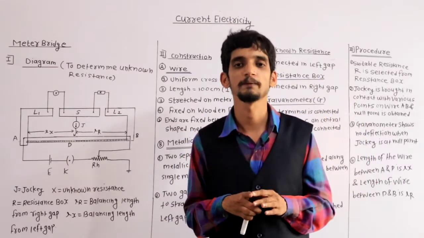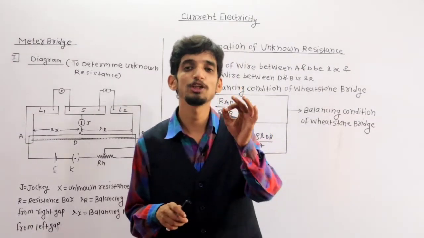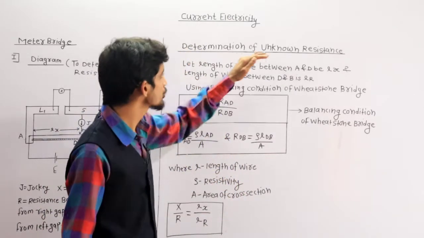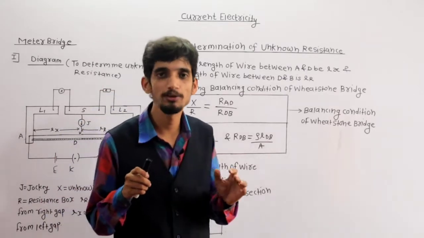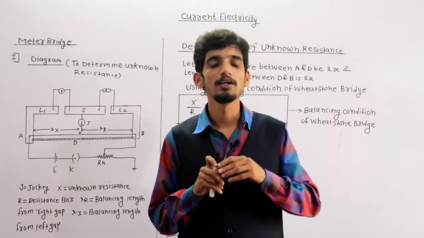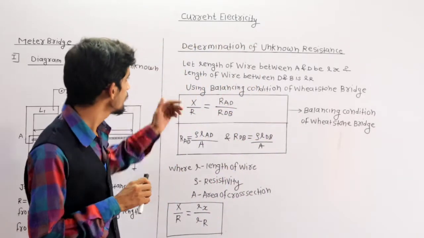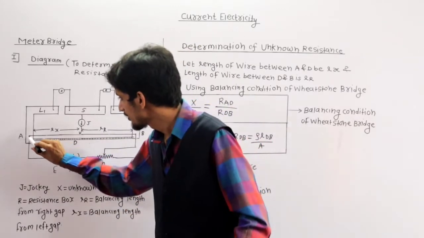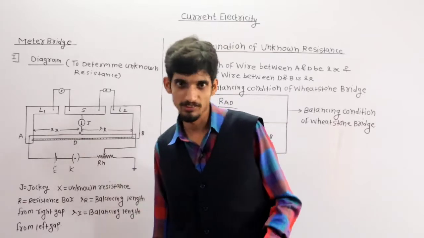Now the next important task in this meter bridge experiment is determination of unknown resistance. Now determination of unknown resistance X using the meter bridge experiment. I already explained to you the diagram, then apparatus, construction, procedure. Now the length of the wire between A and D, where A is the left fixed point and D is the null point.